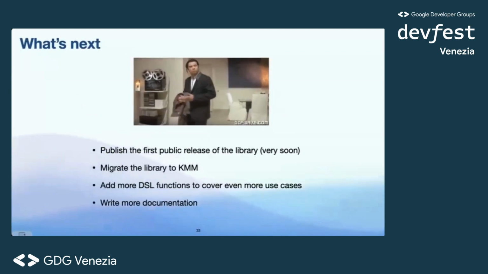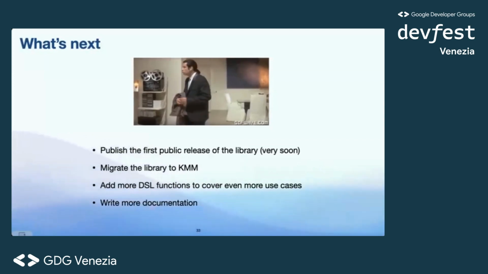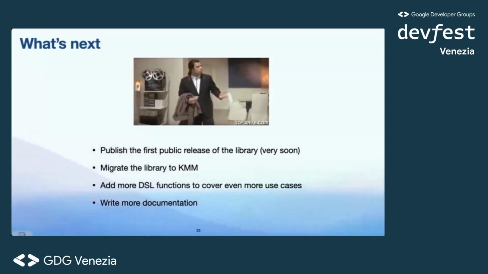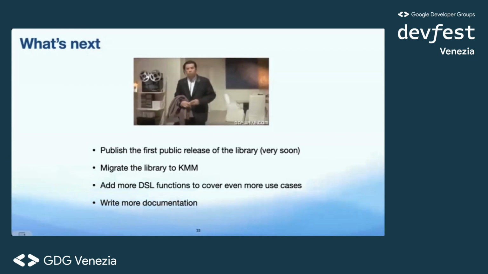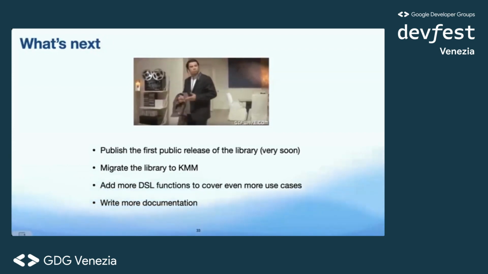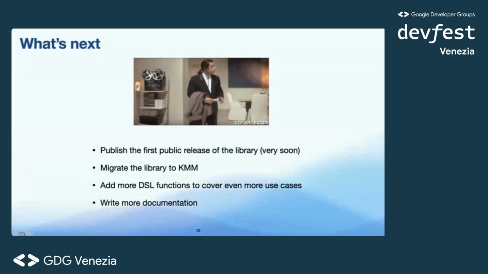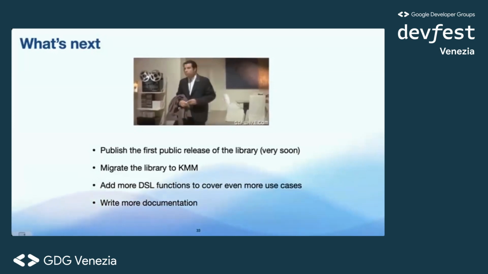Well, what's next? Actually, we still need to publish the first public release of the library. It's going to happen very soon, like 10 days, hopefully. We want to migrate the library to Kotlin Multiplatform. We would like to add more DSL functions to cover even more use cases and write more documentation because it's never enough.